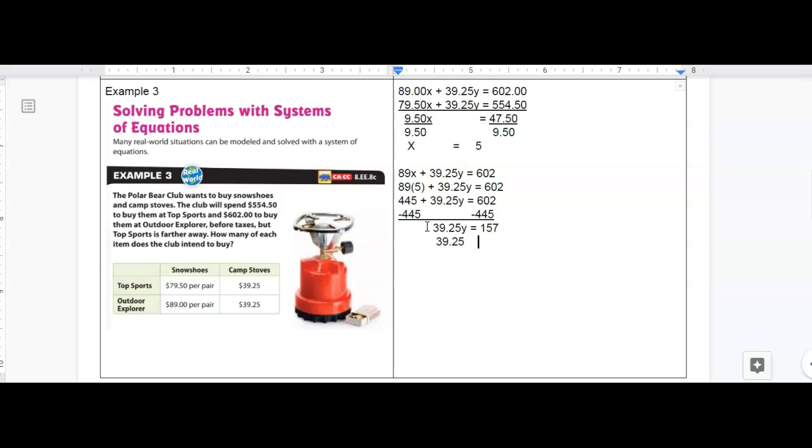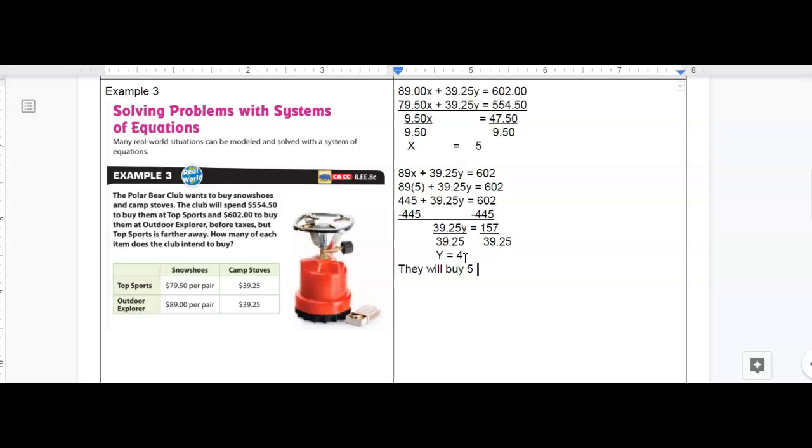So now if I want to leave the y alone, I have to divide both sides by 39.25. Oh, and I wanted to share the word, instead of leaving the y alone, I should use the word isolate. Isolate the variable, because that's the academic vocabulary. So I'm going to divide both sides by 39.25. Fraction bar to show that you're dividing. 39.25 divided by 39.25 is 1. 1 times y is just y, is equal to 157 divided by 39.25, which is 4.